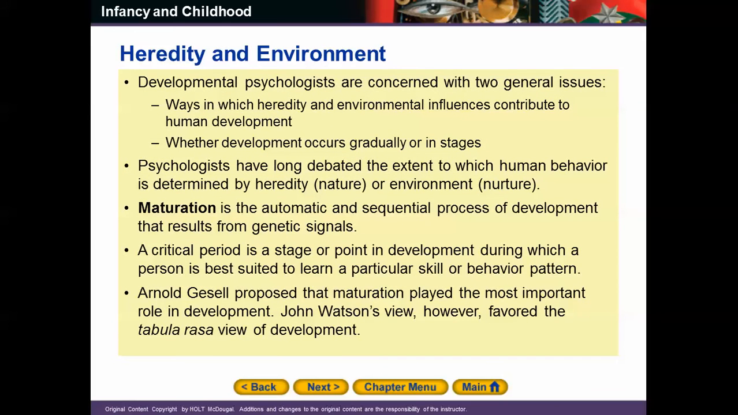We're concerned with two general issues here: ways in which heredity and environmental influences contribute to human development, and whether development occurs gradually or in stages. Do we go through these set stages, or do we just kind of flow through life in a gradual way? And what influences the development of a human being? Is it nature, or are people born with certain biological predispositions to become who they are, or is it nurture? Are people shaped by their environment to become who they are?